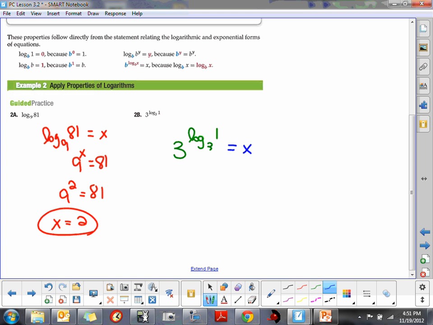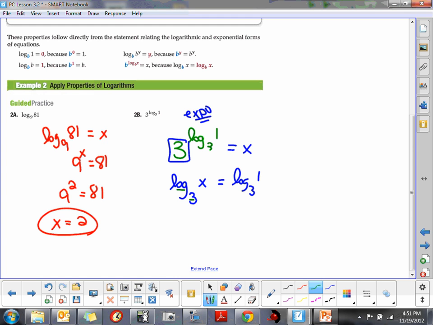Since this is already written as an exponential, I'm going to write it in log format. The base of the logarithm has to be the same as the base of your exponent, log base 3. You always take the log of the antilog, which is x. It has to equal the exponent, which is log base 3 of 1. So what value of x will make these two log statements equal?